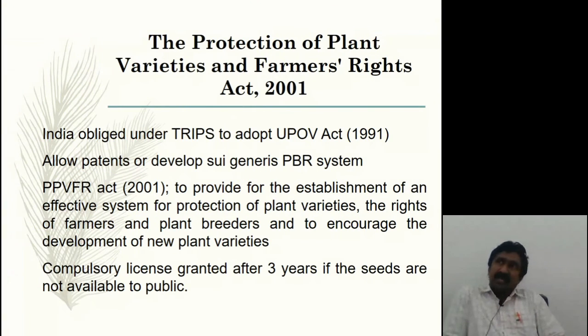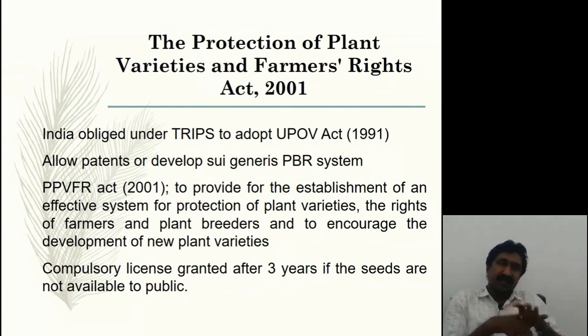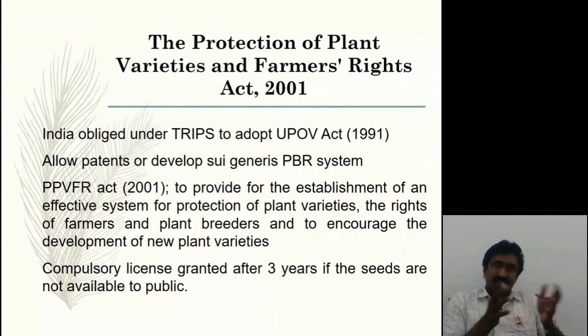The next one is the Protection of Plant Varieties and Farmers' Rights Act of 2001. India is obliged or bound under the TRIPS agreement to adopt the UPOV Act of 1991. UPOV is the Union for the Protection of New Varieties of Plants. It's an international treaty, an international agreement, and that was adopted by India under the TRIPS agreement in 1994.